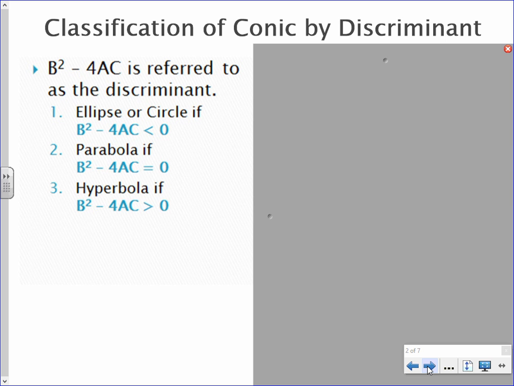Now, if the discriminant is negative, it says ellipse or circle. If it is a rotated conic, we are not going to be able to specify between the two. We won't know until we do the algebra. However, if we have a non-rotated conic, we can tell the difference between an ellipse and a circle, and I will expect that on your test next week.